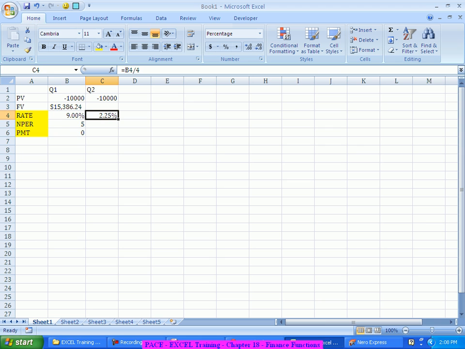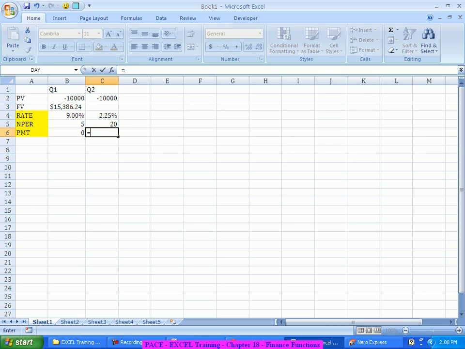Quarterly rate is 2.25%. Similarly, NPER, they are 5 years. Number of quarters is 20. Per year there are 4 quarters, so number of quarters will be 5 into 4, which will be 20.